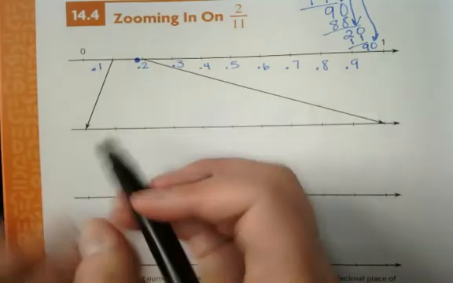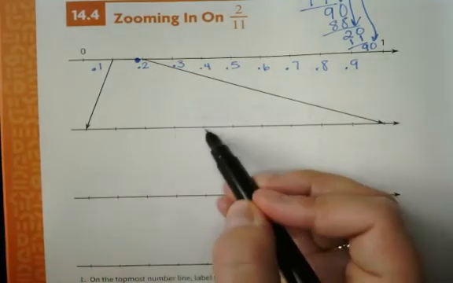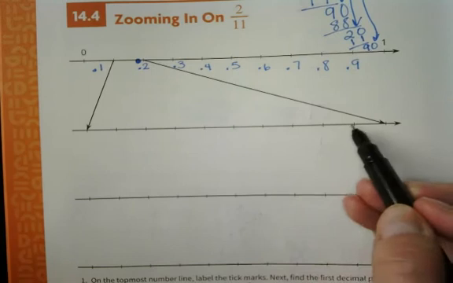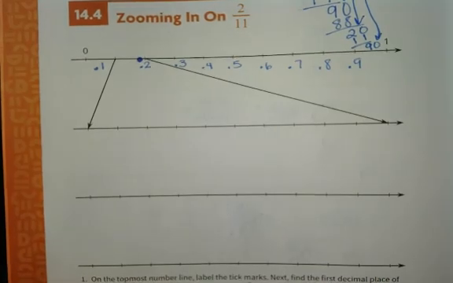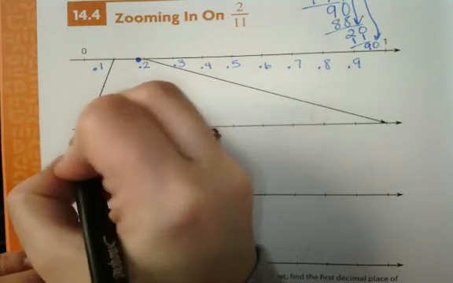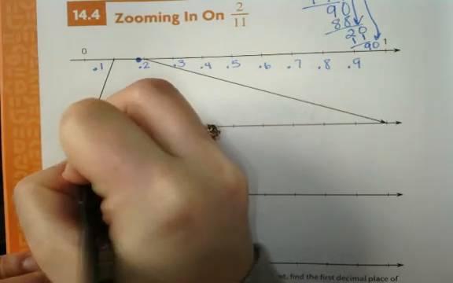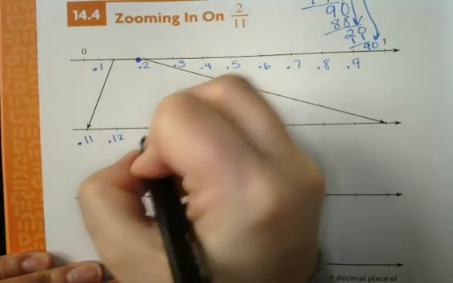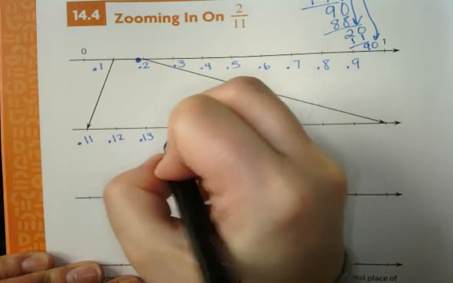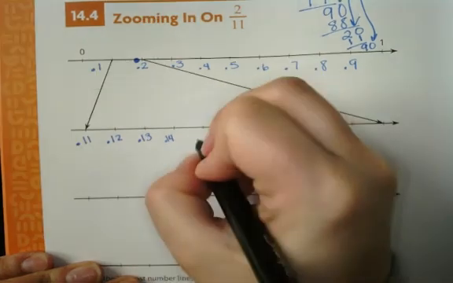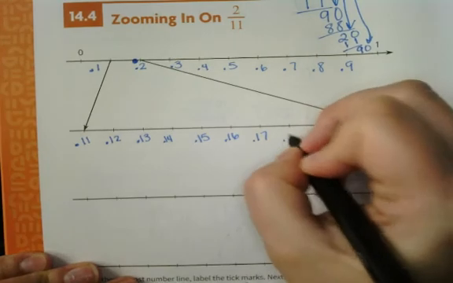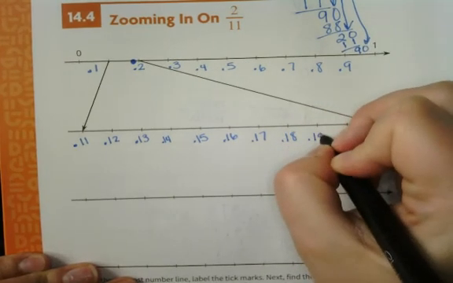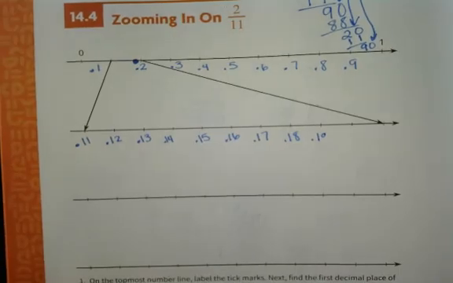So where should that number go? Well, it should go somewhere in here, okay? All right, so now we're going in between 0.1 and 0.2. 1, 2, 3, 4, 5, 6, 7, 8, 9, 10. So now this is going to go by hundredths. So it's going to be 0.11, 0.12, 0.13, 0.14, 0.15.